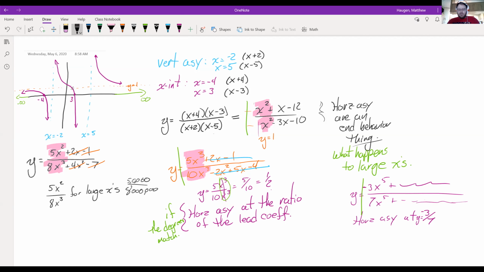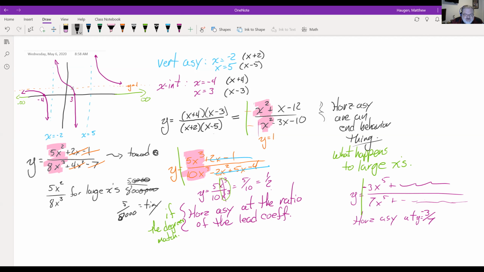An infinitesimally small number. Yeah, something tiny, right? We could even cancel a bunch of those zeros out if we want. So those 4 zeros and these 4 zeros, it's going to be 5 over 800. Okay, still tiny, right? 0.000625. Super tiny. So what's happening to this function as those x's become large? It's heading toward 0.